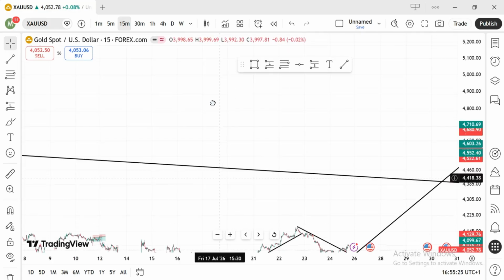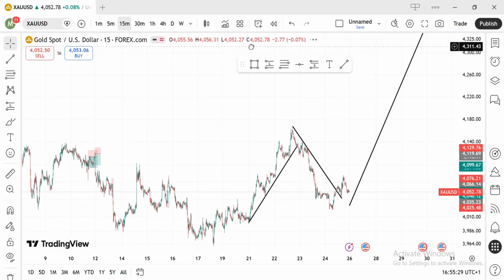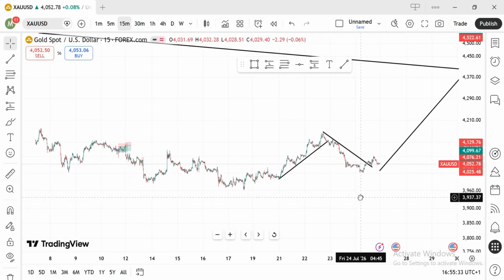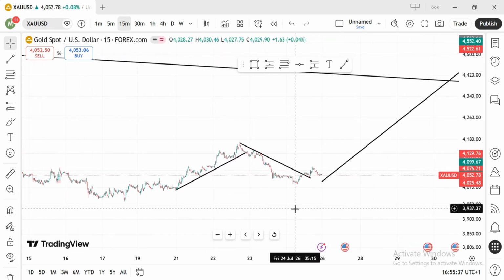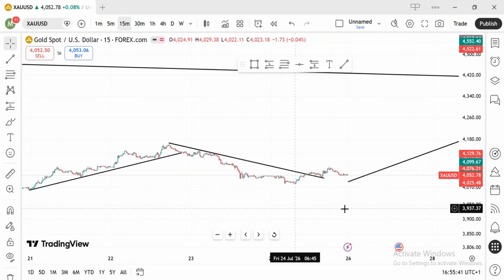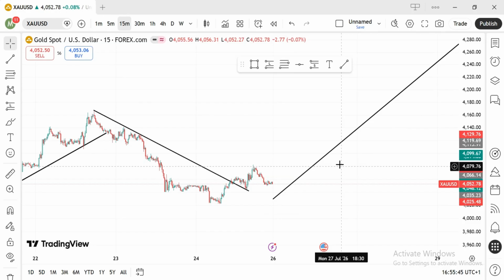like I explained, let me zoom in so that you can get the explanation very well. Okay, so in the 15 minutes time frame over here, this is what the whole thing is like. But let me zoom in very well. So in the 15 minutes time frame, this is the continuation.